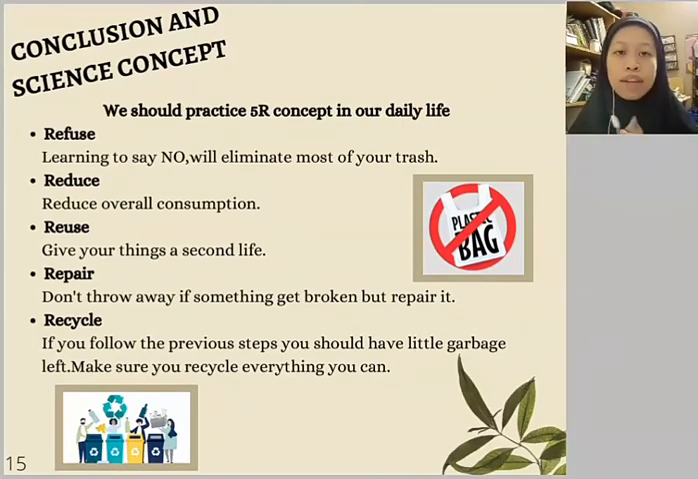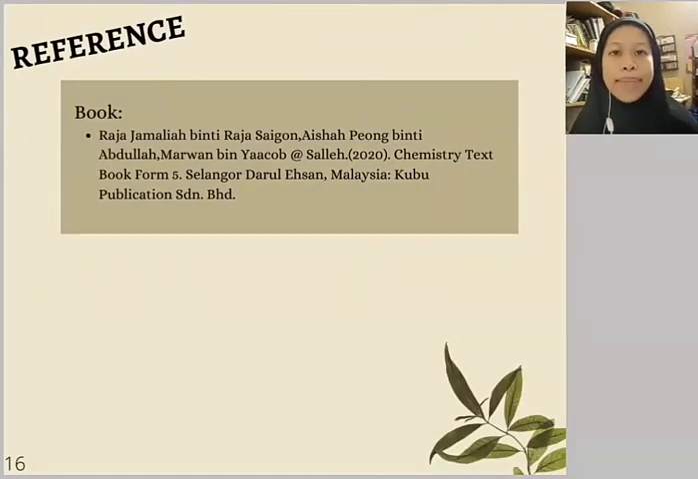And the fourth one is to repair. Don't throw away if something gets broken, but repair as much as you can. And the last one is to recycle. So if you follow the previous steps, you should have little garbage left. Make sure you recycle everything you can to reduce the amount of polymer on this earth. So here the reference, I'm just using textbook for reference.